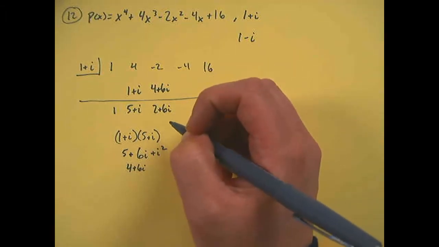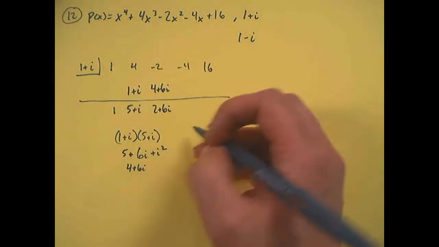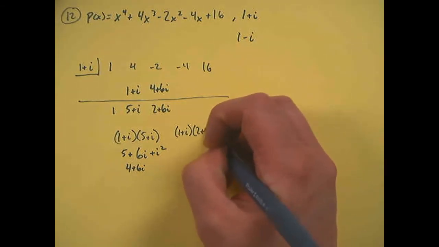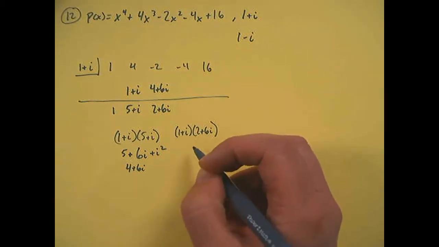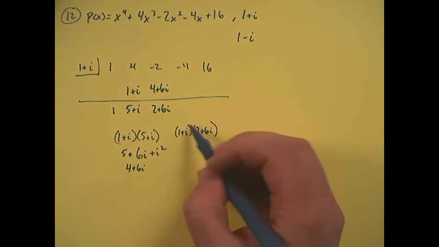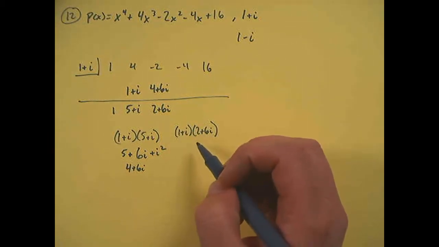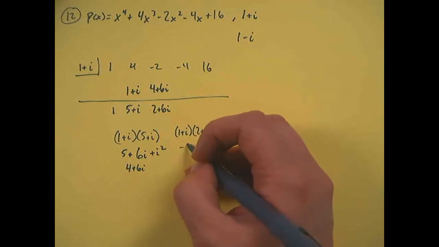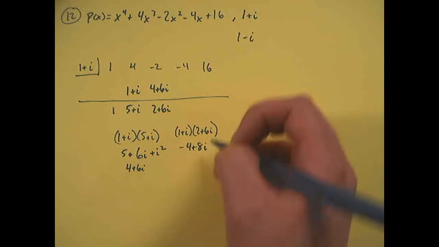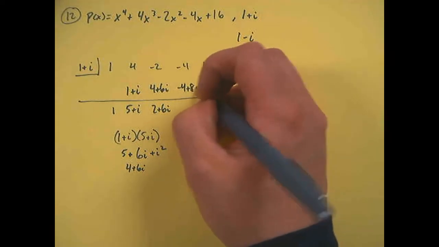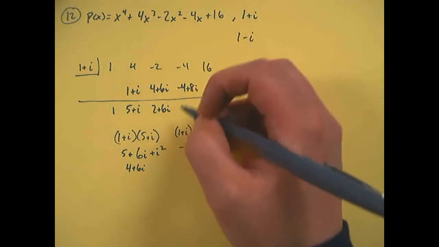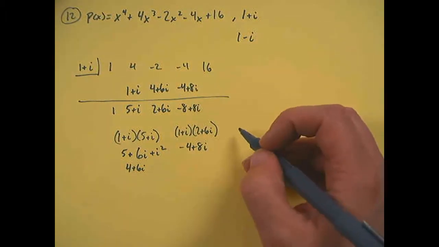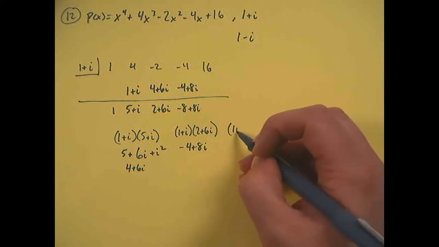Combining these, we get 2 plus 6i. And then doing some more multiplication over here, we've got 1 plus i times 2 plus 6i. Hopefully we've all gotten the pattern of how multiplying works by now. That gives us negative 4 plus 8i. So then when we add straight down here, we get negative 8 plus 8i.